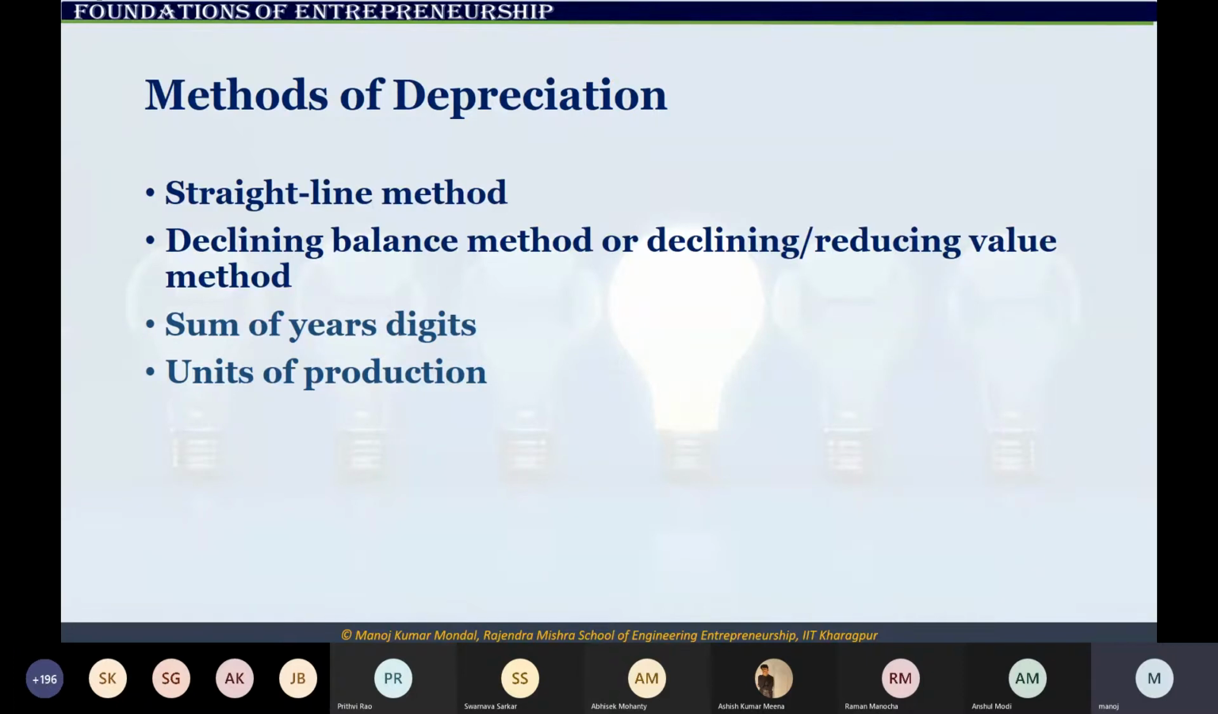Now, there are many methods of depreciation. Don't worry about any of them except the two at the top of this list. One is the straight line method, and another is the declining balance method, or declining value method, or reducing value method. It is known by different names. The straight line method has no other name, but the other is declining balance or declining value or reducing value method. There is also the sum of years digit method and the unit of production method. All these you will learn later when you attend a finance course, not now.